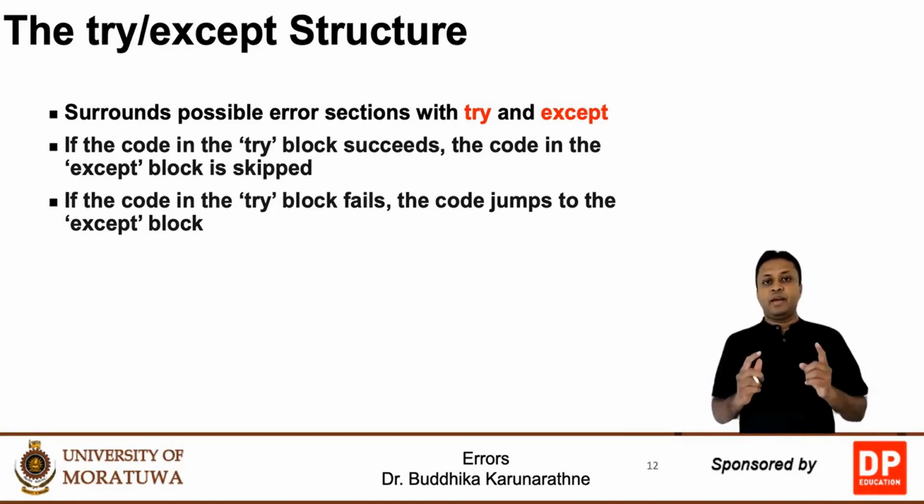In the case where the error actually occurs, the program jumps to the except block and executes what's inside that block and moves on with the program. However, notice that if we did not use this error handling structure, the program will terminate as soon as the error occurs. We don't want that situation. We want to avoid such situations. So that's why error handling is very, very important.